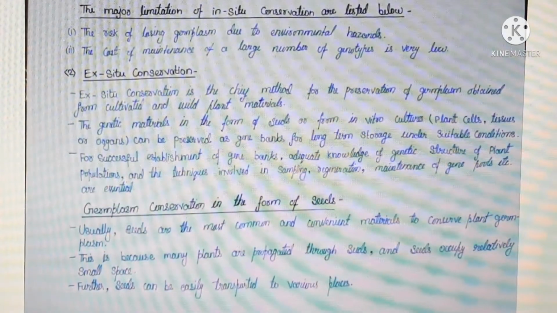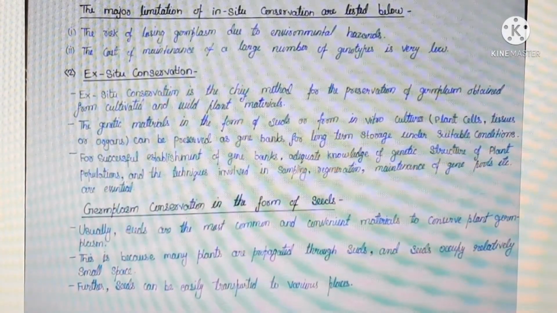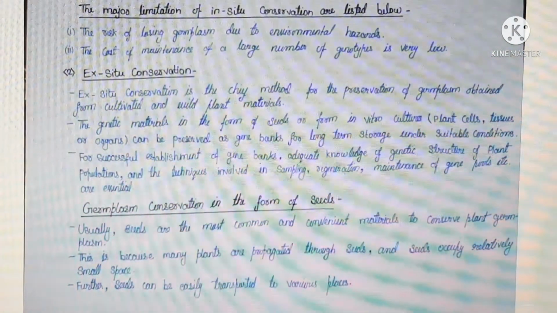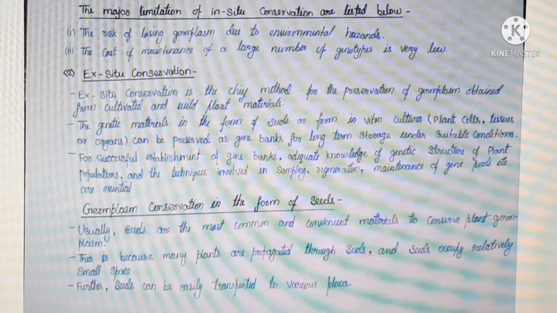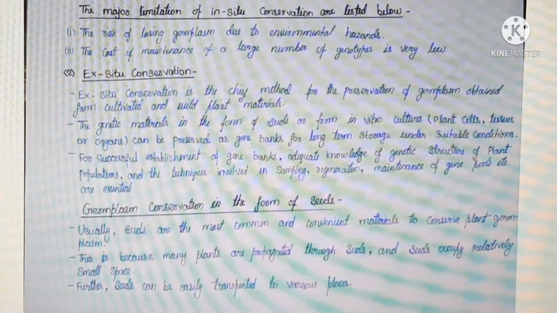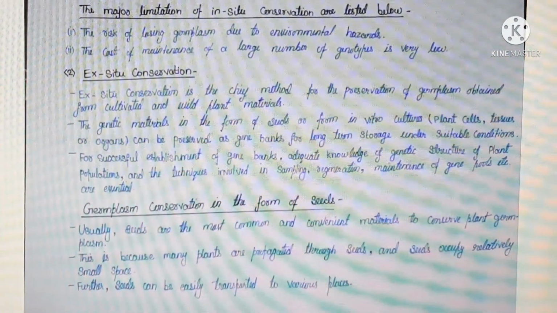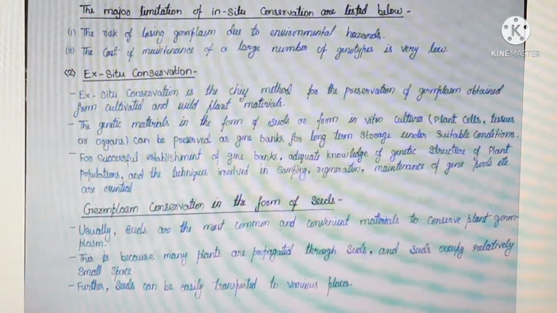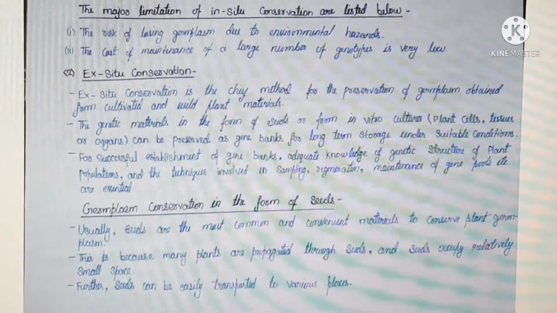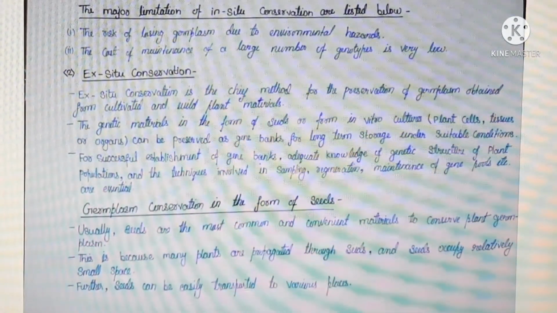Now, the major limitations of in situ conservation are listed below. First is the risk of losing germplasm due to environmental hazards. Second is that the cost of maintenance of a large number of genotypes is very high. Now, our next germplasm conservation approach is ex situ conservation.